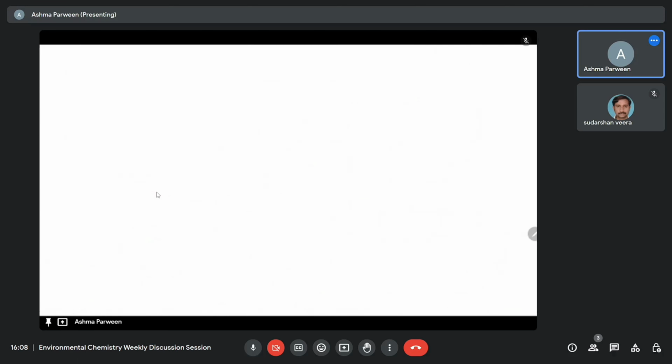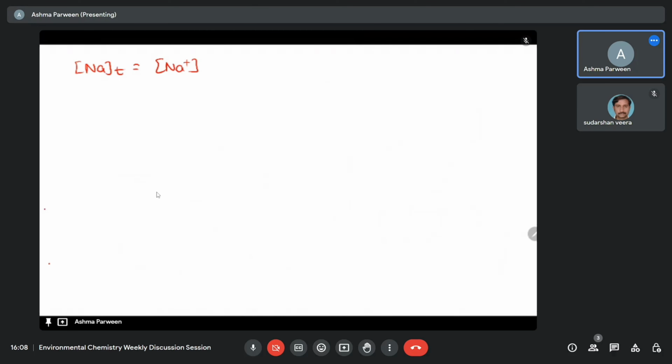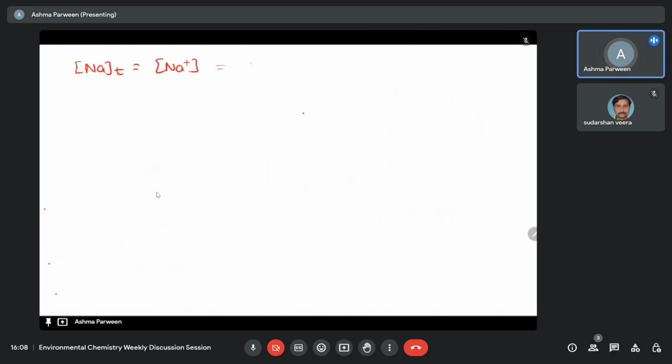And next we will do the component mass balance on sodium, and it will be equal to total Na plus. So here we can see that for sodium it is equal to Na plus concentration, which is equal to 2 times of Na2SO4 added, equal to 2 times of Na2SO4 initially added, which is equal to 2 into 10 raised to power minus 4 molars.